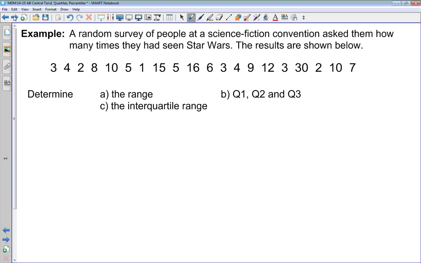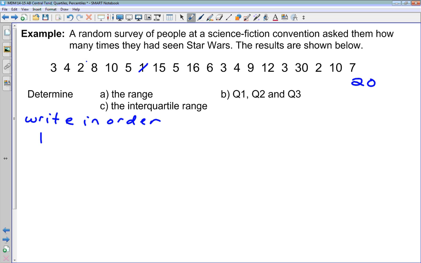So the first thing we are going to do is take these numbers and write them in order from smallest to largest, because finding our quartile boundaries is kind of like finding our median. So let's write these in order. Let's see, how many do we have? 1, 2, 3, 4, 5, 6, 7, 8, 9, 10, 11, 12, 13, 14, 15, 16, 17, 18, 19. We have 20 values here.